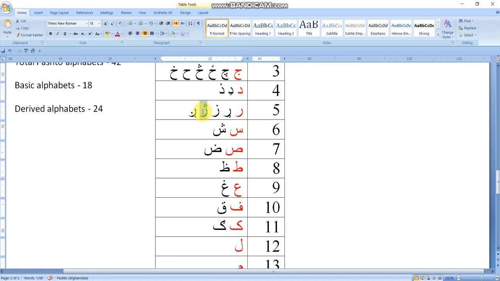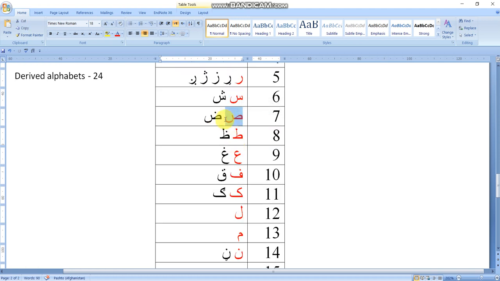this is called re with a hook on the downward side, and z, 1 dot on the upper side. J, there are 3 dots on the upper side, and ge or gaf, which sounds gaf. There are 2 dots below and above the re. Similarly, seen and sheen are similar. However, there are 3 dots on the seen, it becomes sheen. This is seen and this is sheen.